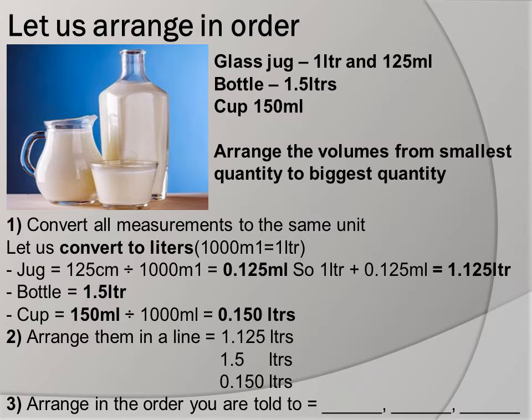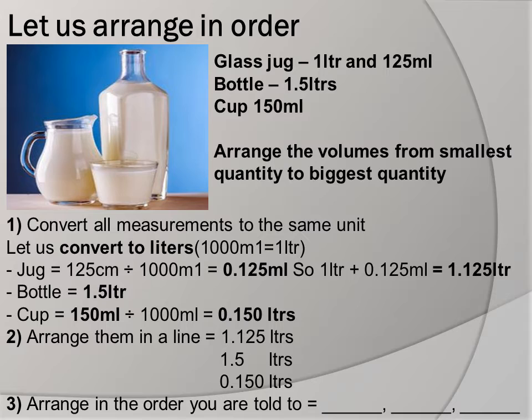Remember that we're converting to liters, and liters is a bigger unit, so whatever unit we're converting from, we're converting to liters, which is a bigger unit. Okay, so in most of the answers we'll have to divide because liters is bigger. So let's do the jug. The jug has 1 liter and 125 milliliters. Do we have to convert the 1 liter? No, because it's already in liters.